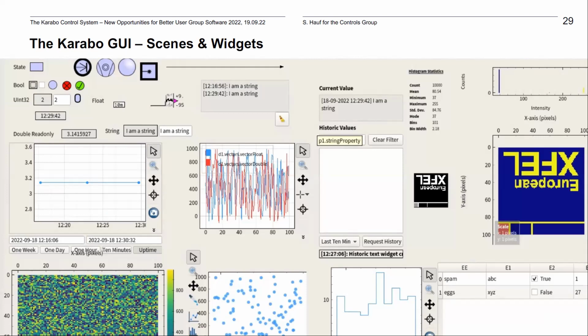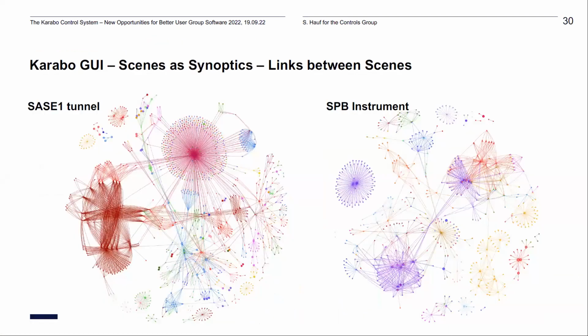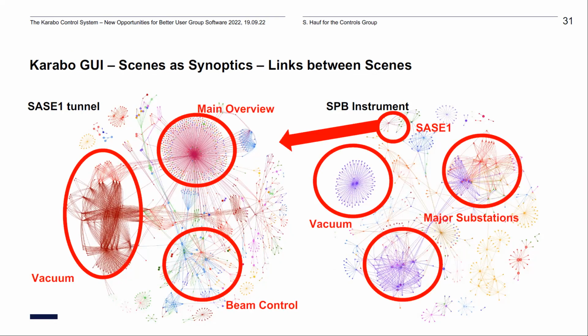This is what at XFEL usually system operators just create. The nice thing is you can link this and then you get synoptics. The left side is scene linkage between the SASE1 tunnel topic, the right side is one of our instruments, and again, you can inspect this a bit and then you see what the scientists came up with for navigating between different views. The SPB instrument is located on the SASE1 tunnel that feeds it, so there's even a link here to basically exactly that scene as well.